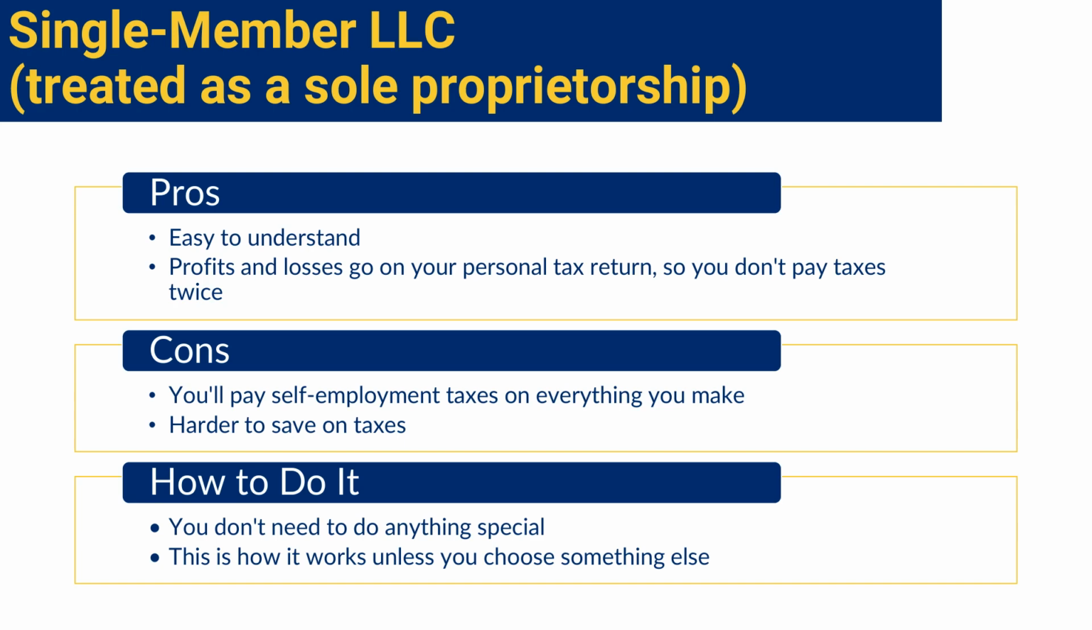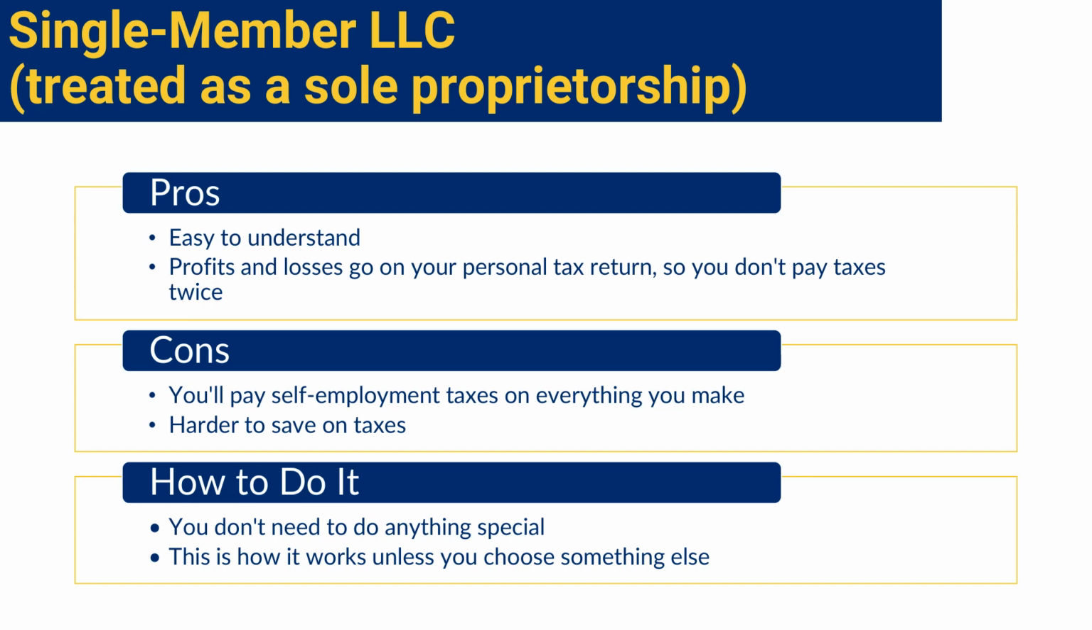We will start with single-member LLC, treated as a sole proprietorship. If your business only has one owner and has relatively low profits or your business operations are straightforward, sticking with the default taxation as a sole proprietorship might be the simplest choice. This option requires no formal election and involves reporting your LLC's income and expenses on your personal tax return using Schedule C. While this approach offers ease of administration and minimal paperwork, it may result in higher self-employment taxes for the owner as profits increase, and there's less flexibility in structuring income for tax efficiency.